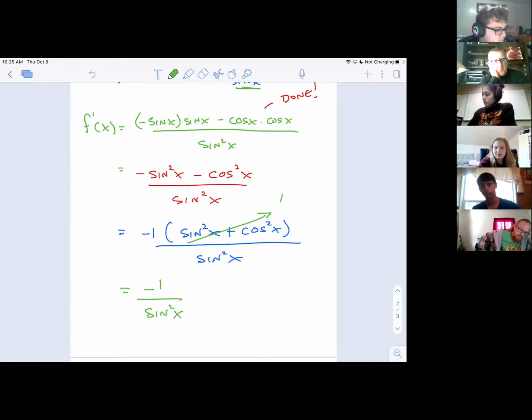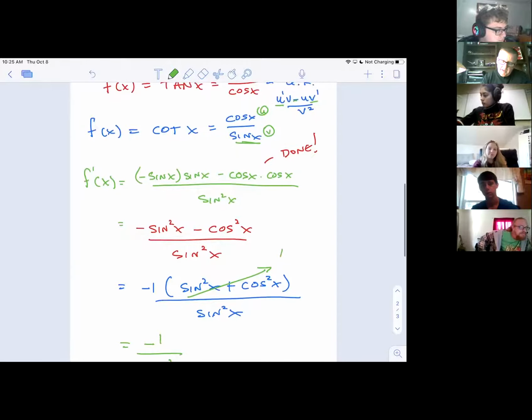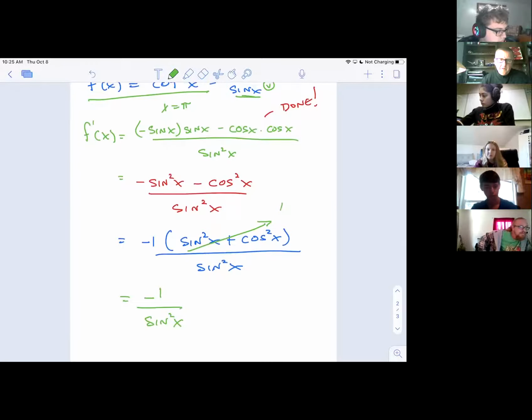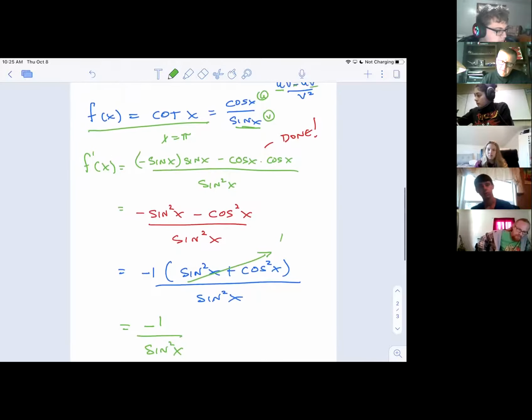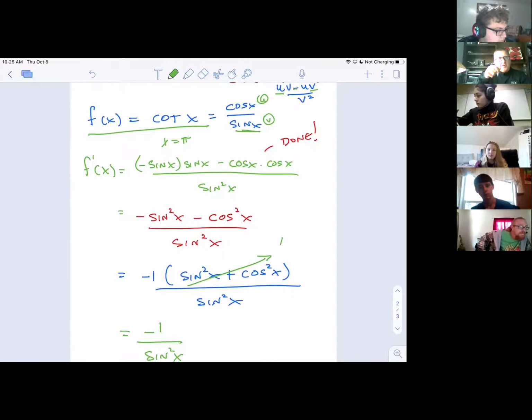So if I said the slope of cotangent back here, and I was interested in when x is equal to pi, then when I go down here, the sine of pi is 0, so you get undefined. Well, what does that tell you about the original cotangent graph? Well, it tells you that it's infinitely steep there. So yeah, there are times, and that actually tells you something about the graph. So that's an excellent observation.